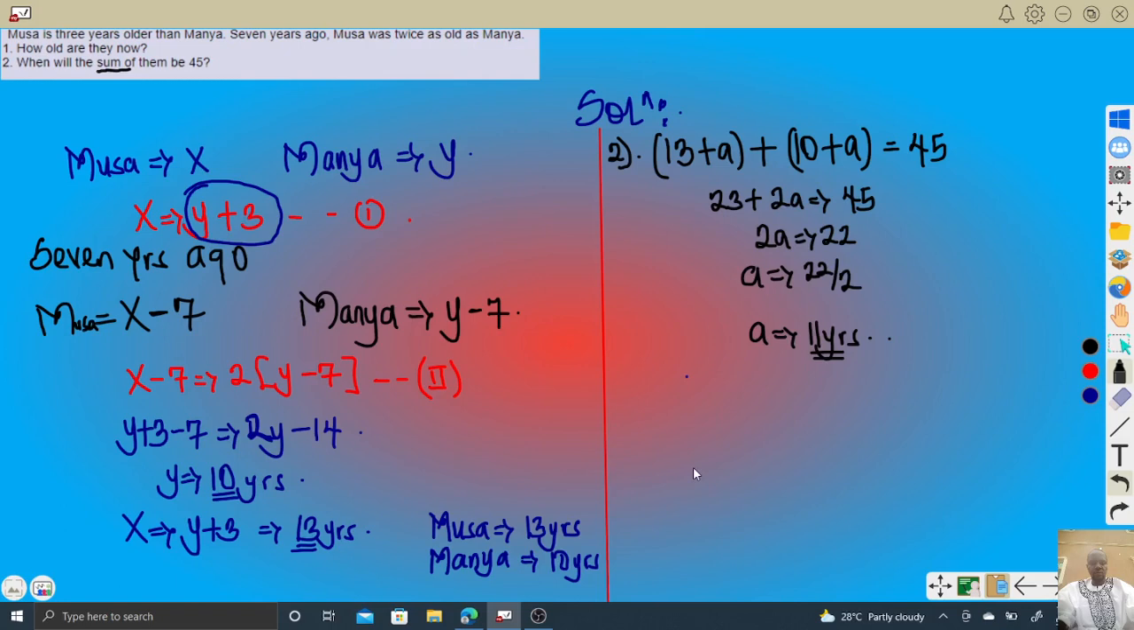Typical WAEC question, a word problem. You just need to calm down, solve those questions, and make sure you solve them correctly. Avoid mistakes. That is why you have to learn all these things before the exam day. So we move to the next question.